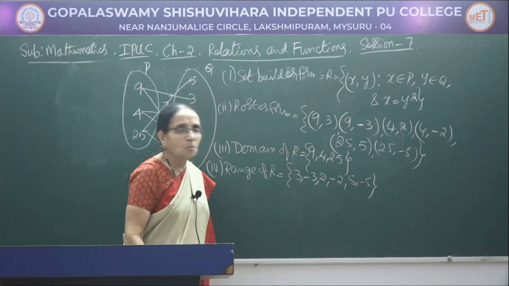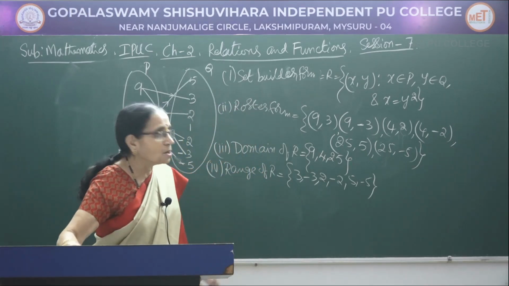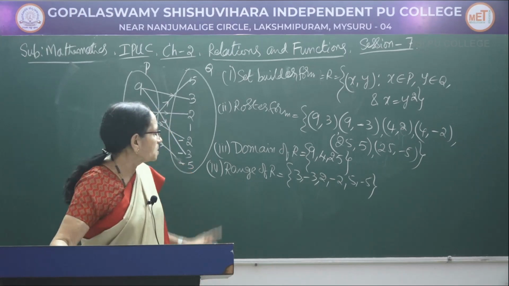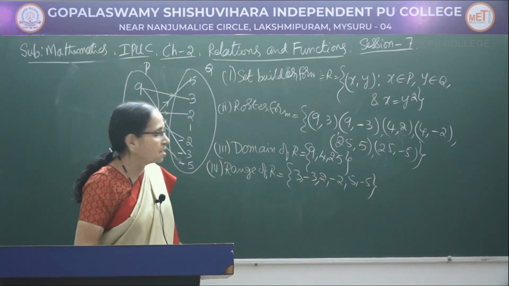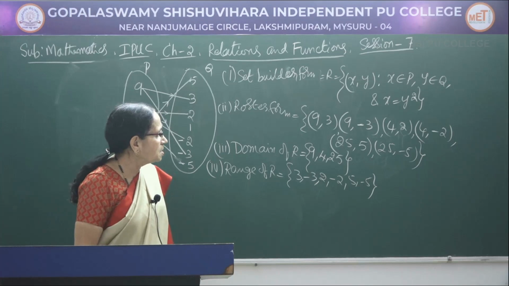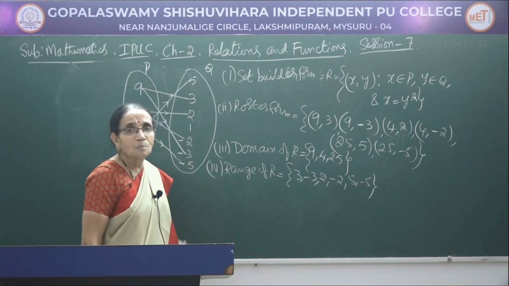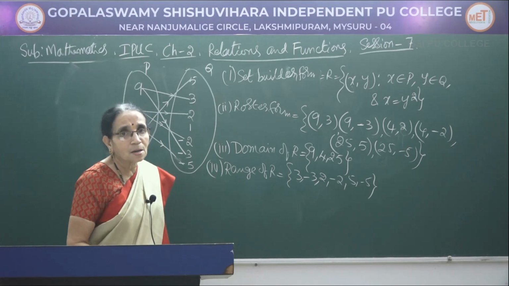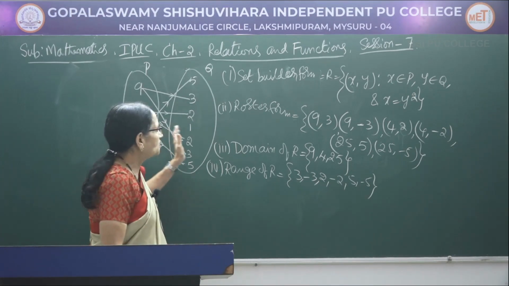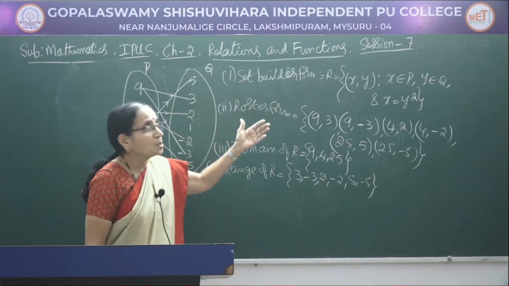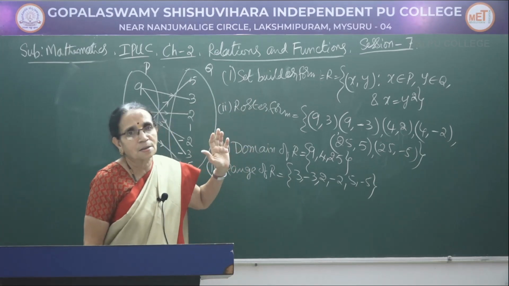So here the domain contains only 3 elements, 9, 4 and 25, and the range contains 6 elements, 3, minus 3, 2, minus 2, 5, minus 5. Observe here, this number 1 is not related to any element belonging to the first set, because that is how the relation has been defined.